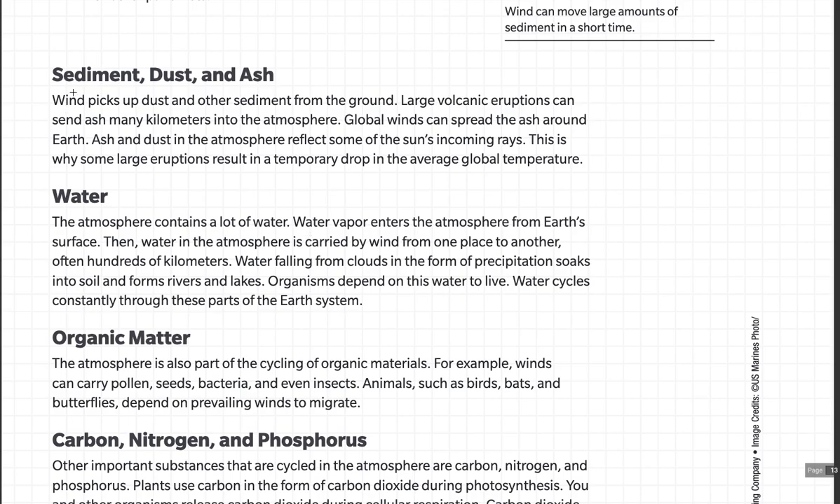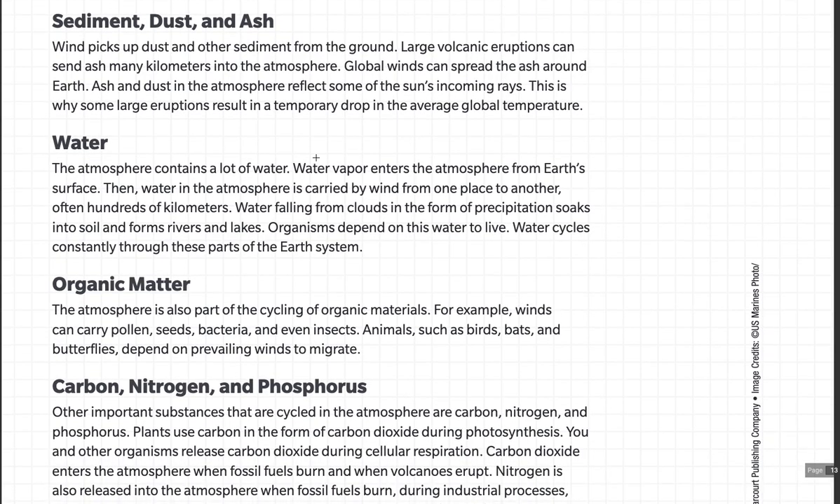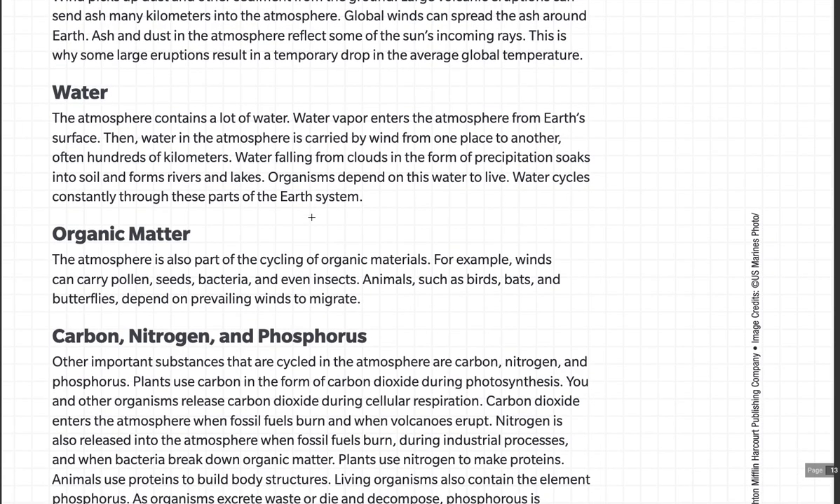And this talks about sediment, dust, and ash. So volcanoes have ash, and that's very fine, light particulate, and it can carry easily in the wind. Water vapor enters the air and gets traveled around. Organic matter, such as pollen, right? In the fall, you get that green pollen stuff all over cars and things outside.